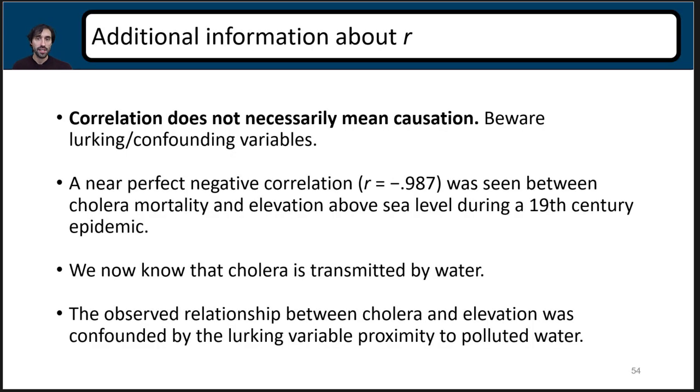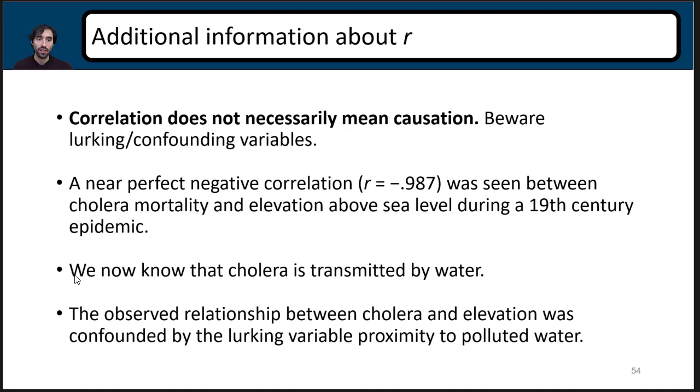So again, we need to remind ourselves that correlation does not necessarily mean causation, and we should always be mindful of lurking or confounding variables. And so, yeah, we have a near perfect negative correlation. Negative 0.987 was seen between cholera mortality and elevation above sea level during the 19th century epidemic.